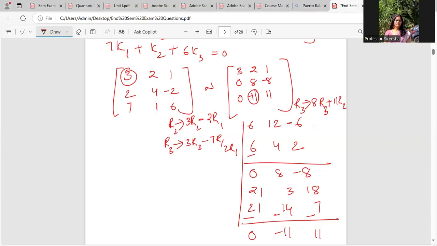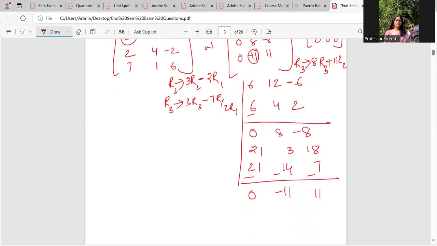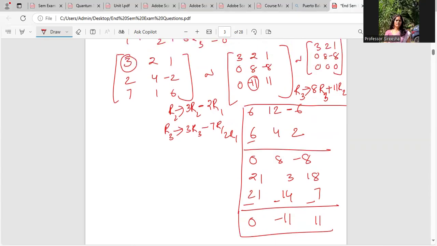So it would be something like 3 2 1, 0 8 minus 8, 0 0 0. Obviously, you can just check this operation. I'll be getting 11 times 8 is 88, 88, and by adding I'll be getting zeros. Finally I'll write them back in equation format. This is my echelon form. Obviously there's a 1 0 here and increasing number of zeros.